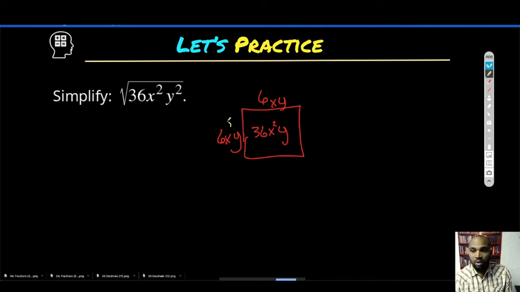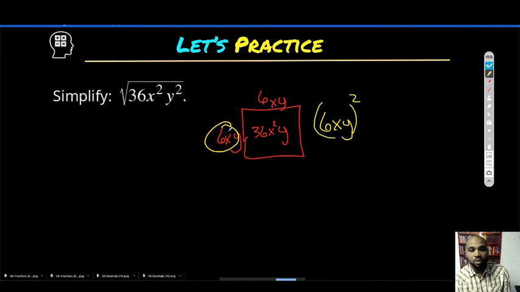That's just 6xy. Why? Because 6xy, when you square this whole thing, which means this times this, is going to give you this area. 6 times 6 is 36. X squared is x squared. And y squared is just y squared.